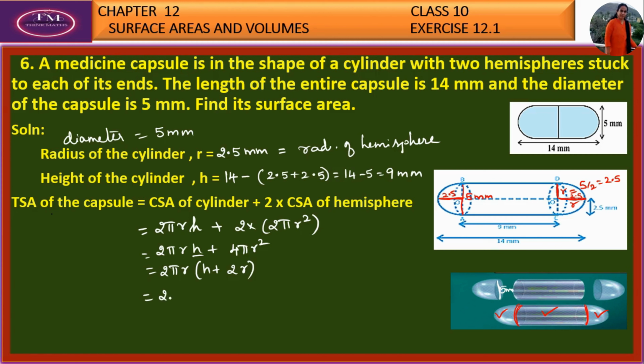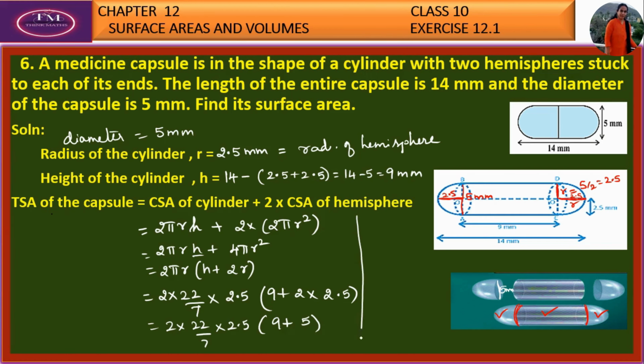Now substituting the values, 2 into pi takes the value 22 by 7. If it is not given, r will take the value 2.5. R is 2.5. H, the height of the cylinder, is 9 plus 2 into r, where r is 2.5. So 2 into 22 by 7 into 2.5 in bracket 9 plus what is 2 into 2.5? It is 5. So now we will be getting 2 into 22 into 2.5 divided by 7 into 9 plus 5, which is 14. So 1 seven is 7, 2 sevens are 14. Now we can multiply 2 into 2.5, which is 5.